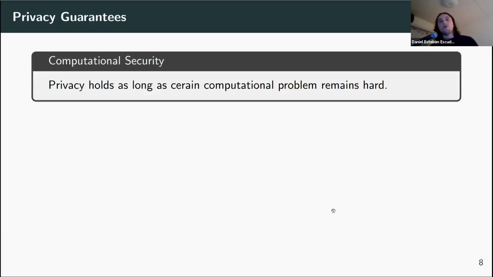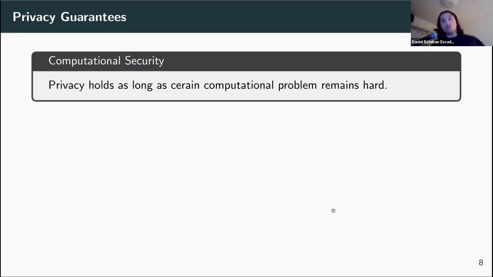The first one is what we call computational security. That's basically that privacy holds as long as a certain computational problem remains hard. If you work with cryptography in practice, you are completely used to this. For example, in RSA, everything is okay as long as we cannot factor big numbers. With Diffie-Hellman key agreement, everything remains good as long as we cannot solve the discrete logarithm over elliptic curves or over different groups. Everything relies on certain assumptions that are well studied. And if your protocol relies on those assumptions as well, we're going to say that it's computationally secure.